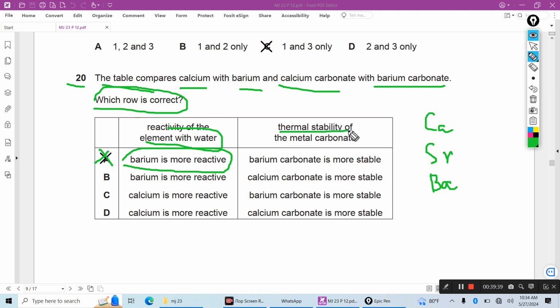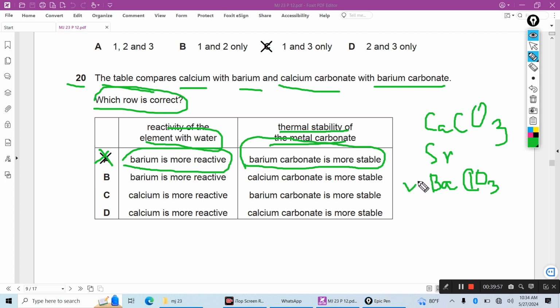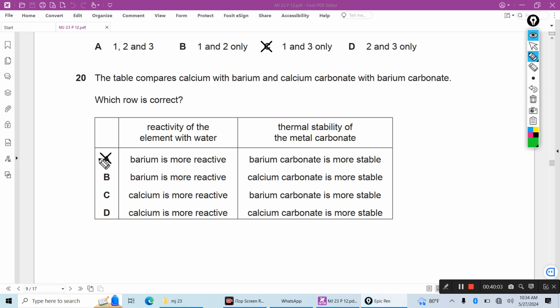And the thermal stability of metal carbonates: calcium carbonate, barium carbonate. Group 2 carbonate thermal stability increases down the group, so that's why barium carbonate is more thermally stable, because barium is below calcium. So A is the right answer.